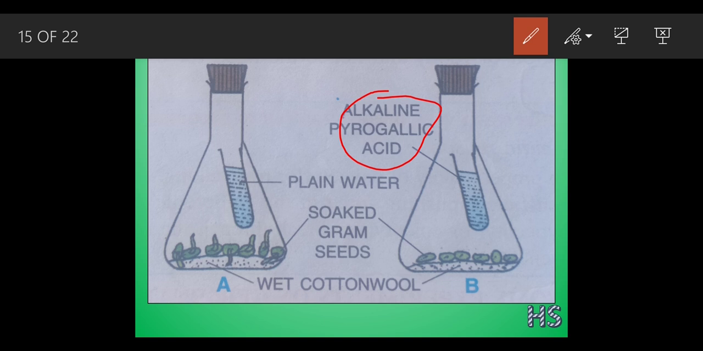But why have they kept this plain water? So that they can prove what is the function of this alkaline pyrogallic acid. See, this plain water did nothing, but this alkaline pyrogallic acid has absorbed the oxygen. So we can now prove that this solution will absorb all the air which is present inside this flask.